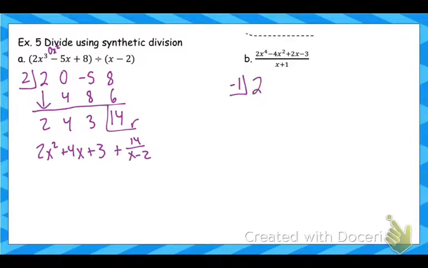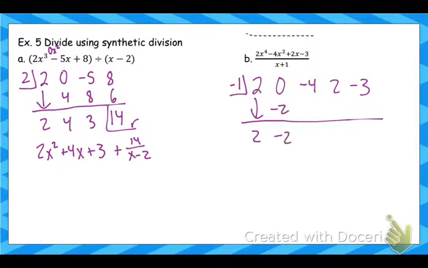All right, so my coefficients are 2, 0, because there's no x cubed, negative 4, 2, and negative 3. Bring down the first, multiply and add, multiply and add, multiply and add. Last number is the remainder.